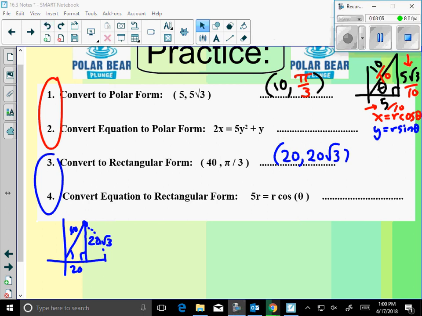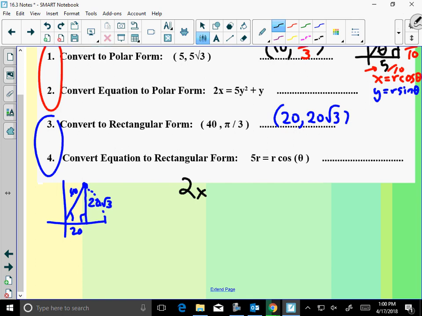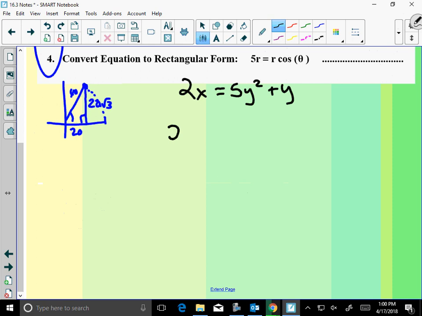All right, problem number 2. Let's do this together. We got 2x equals 5y squared plus y. I'm going to do substitution. This is 2 times r cosine theta equals 5 r sine theta squared plus r sine theta.